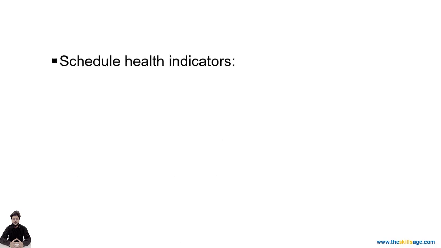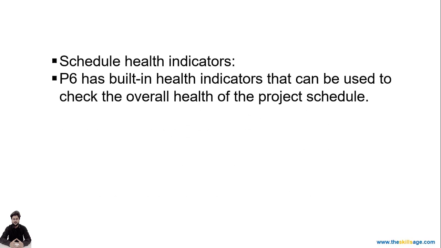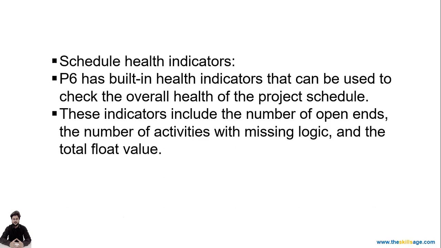The first thing in logic checks is schedule health indicators. These will help you identify certain parameters you have to keep in mind. Certain limits will help you understand whether the project schedule is as per project management standards, or whether it is just made without any basis. Primavera P6 has built-in health indicators that can be used to check the overall health of the project. These indicators include the number of open ends, the number of activities with missing logics, and the total float value.